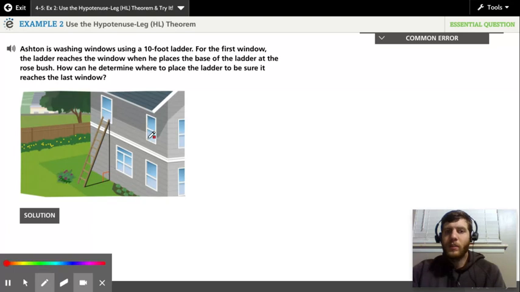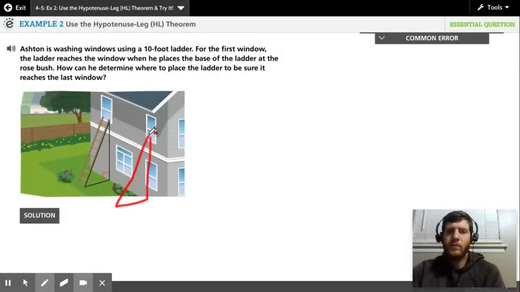Well, the windows here are at the same height. So your height is going to be the same. So if we draw in the triangle here, right, your height's the same. Right, the ladder is going to stand at the right angle. The ladder is 10 feet, so the length of the ladder is going to stay the same.